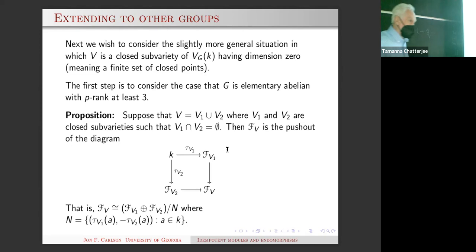Well, it's actually a push-out. This is not hard to say. The point is that because V is a union of 2 things, E of V is actually going to decompose into 2 subvarieties. So it's a push-out, which means what? It means that you take the direct sum of f of V1 and f of V2, and you factor out, you identify the images of K. Okay, standard push-out diagram. So this is great, we can actually say what it looks like.